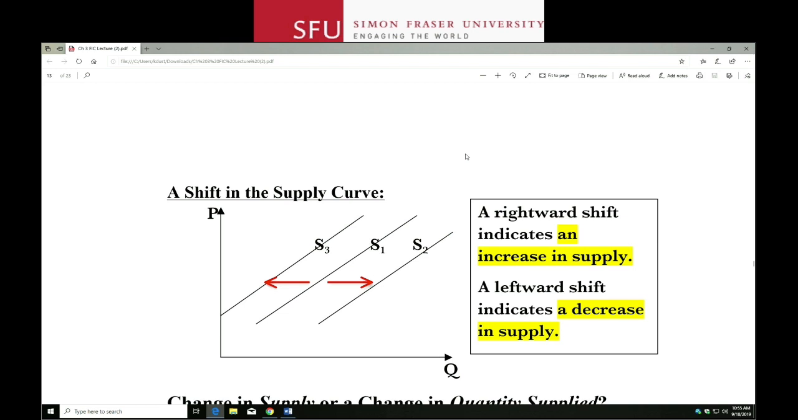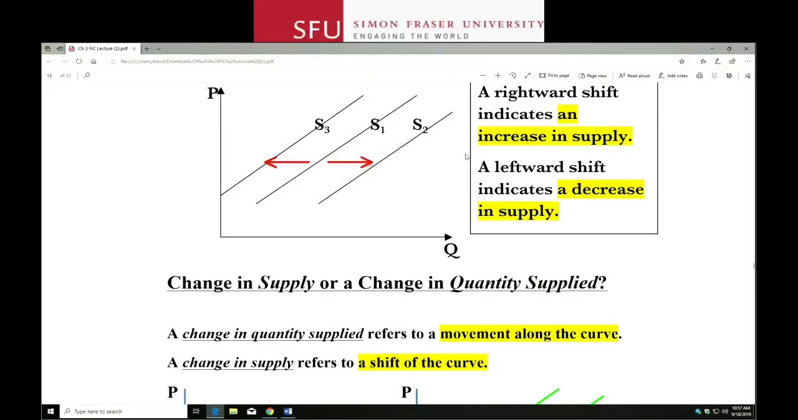But if something else changes the circumstances, so we went through 6 different things just now, those will shift the supply curve, because what those other factors are doing is changing the quantity that the seller wants to sell, even if the price hasn't changed. Even if the price is the same, something else is happening that makes the supplier want to supply more or supply less. And so that's a shift or a change in supply. Okay.